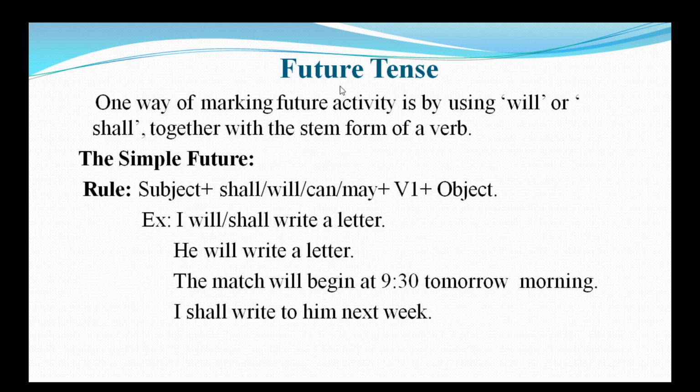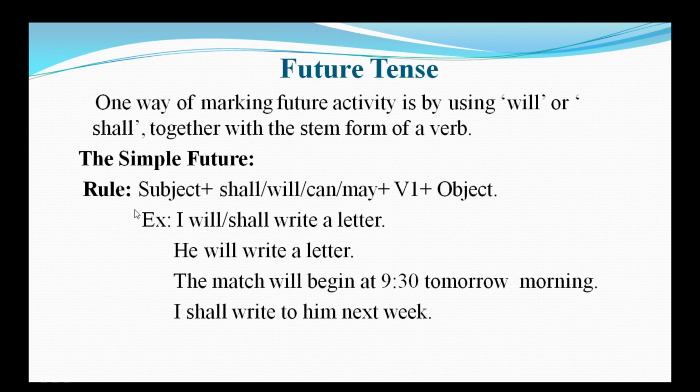Next, coming to the future tense. One way of marking future activity is by using will or shall together with the stem form of a verb. Here we can understand that the sentence is in future. That means based on will or shall we can identify that the sentences are in the future tense. So let us discuss the future tense.